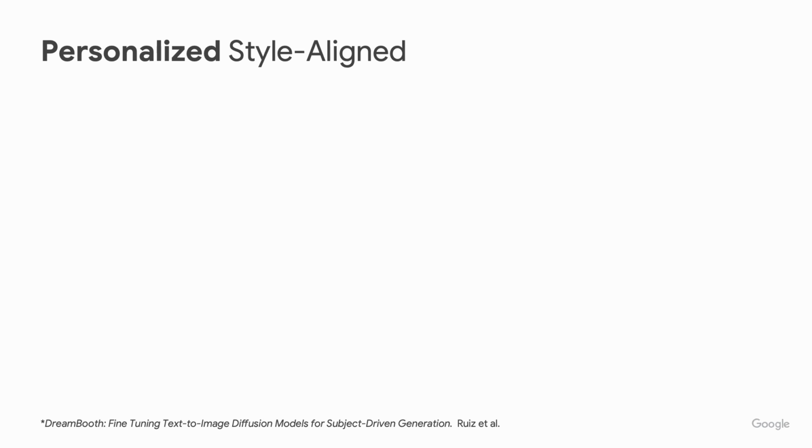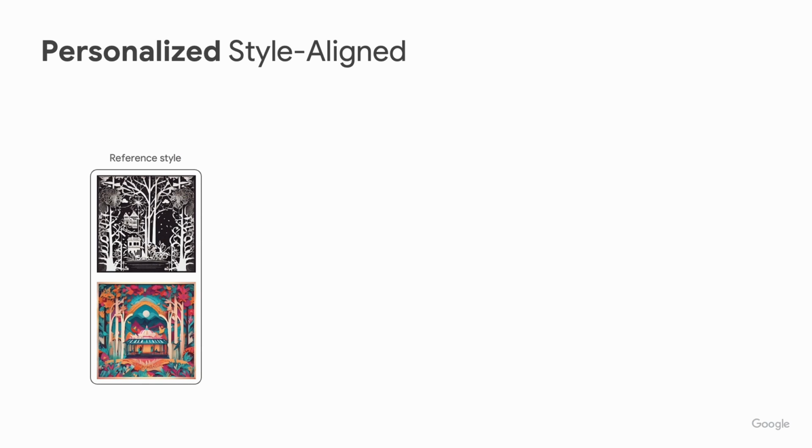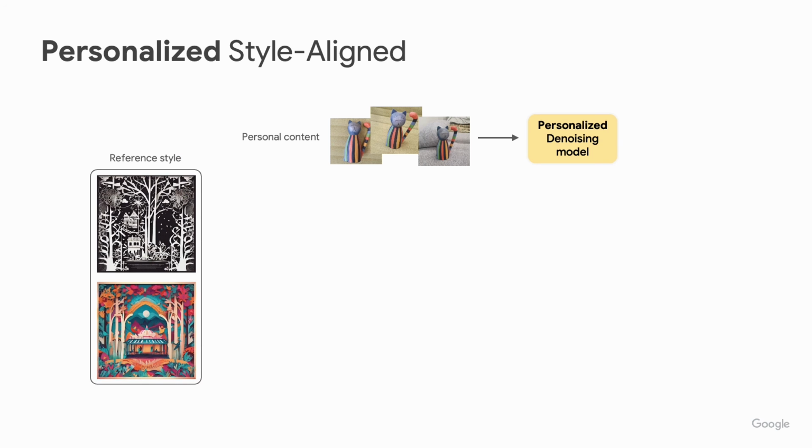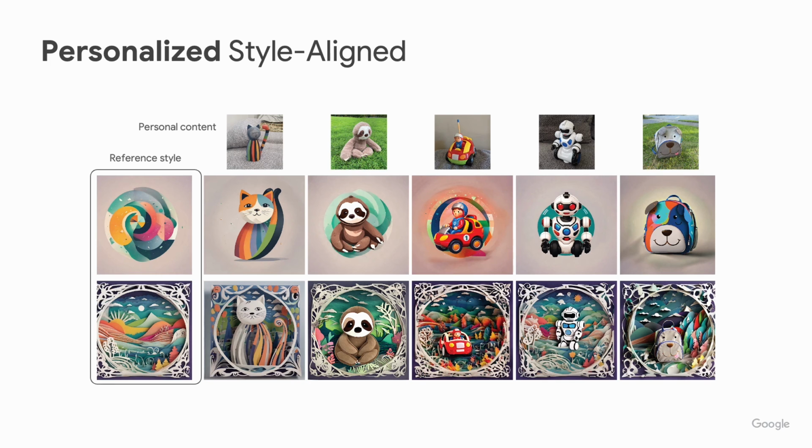Our method can be combined with personalization methods. First, we fine-tune the denoising model so it can generate the striped cat. Then, given reference styles and our personalized diffusion model, we can create style-aligned images of our cat, or create style-aligned images across different personalized models where each model was trained on a different subject.